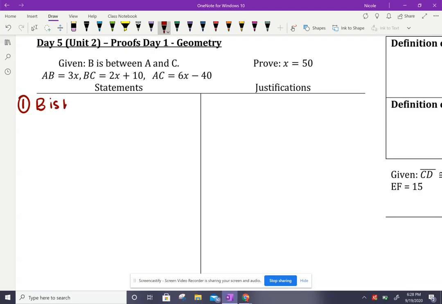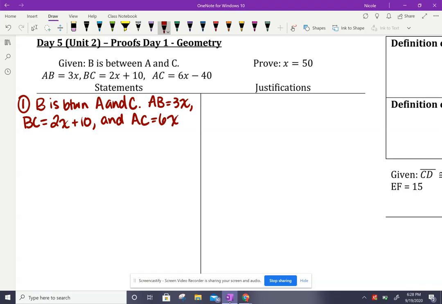B is between, and you can use shortened language like BTWN for between, A and C. It also tells us that AB is equal to 3x, BC is equal to 2x plus 10, and AC is equal to 6x minus 40. Now we match that with our justification that says given. It's telling us that we used every piece of information that was given to us. Now we're going to work our way down, and our goal is to get to that our last statement says x equals 50.